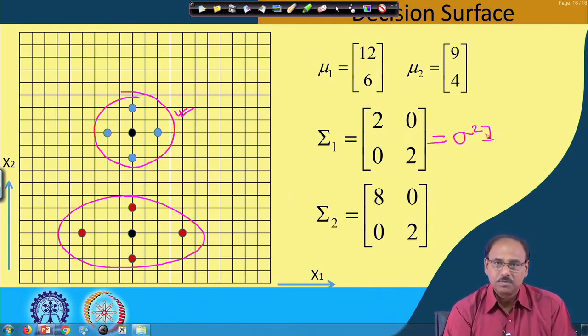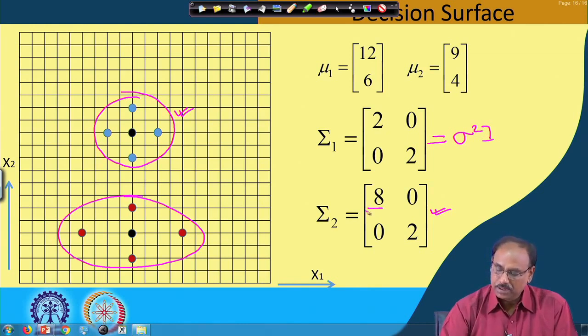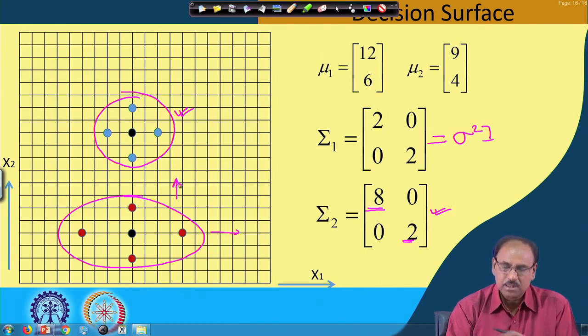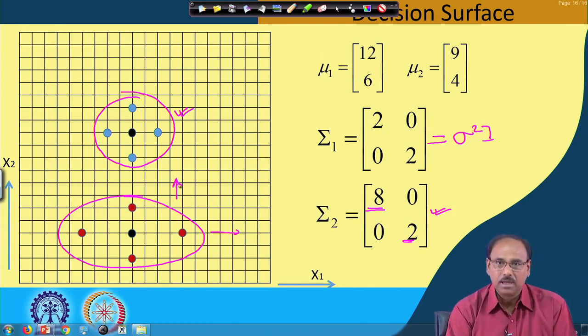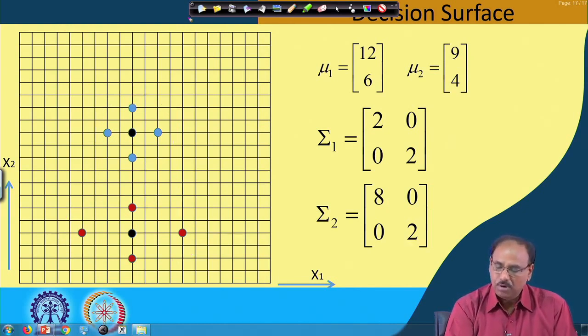So, the points are spherically distributed, whereas in the second case, where my covariance matrix sigma 2 is [8 0; 0 2], it is elliptically distributed, because the variance of the x 1 component is more than the variance of the x 2 component. So, obviously, the spread in x 1 direction is more than the spread in x 2 direction, and that makes it elliptical.